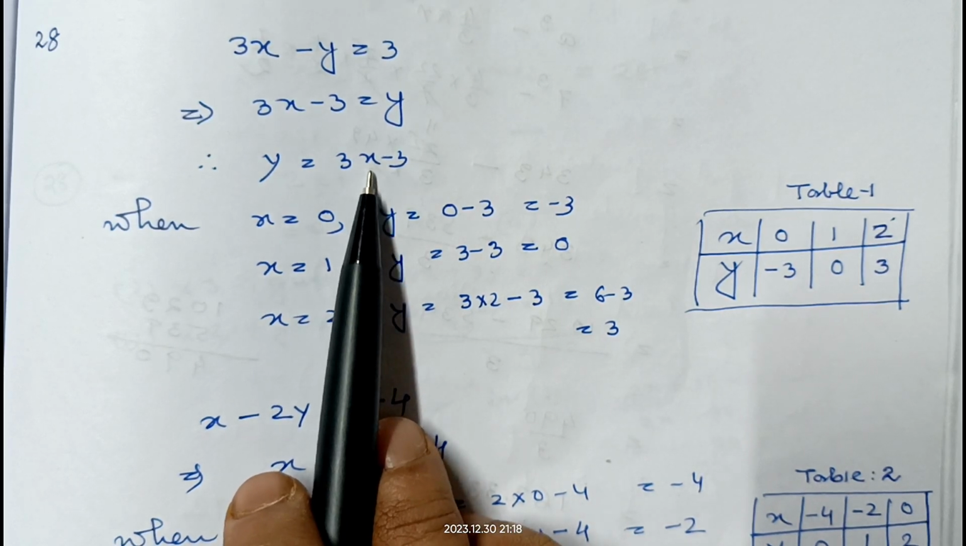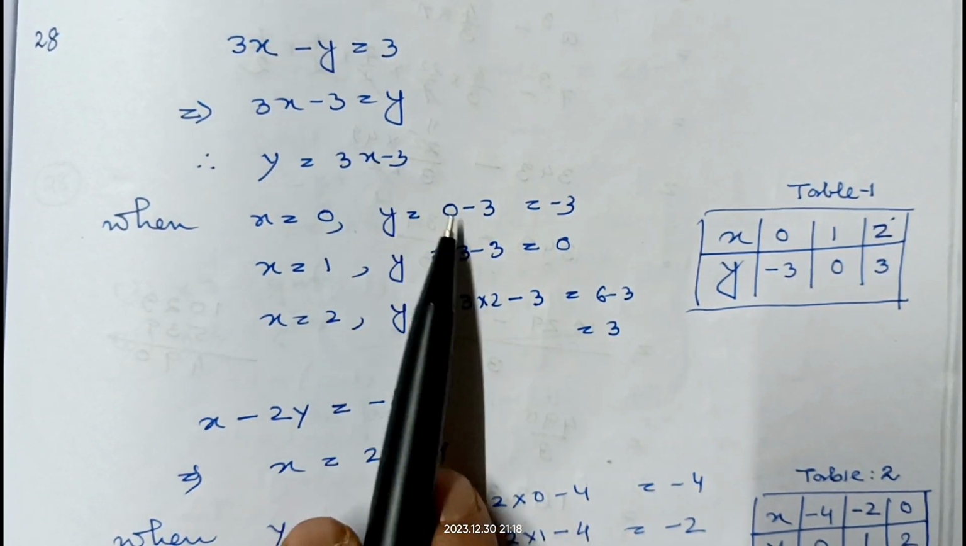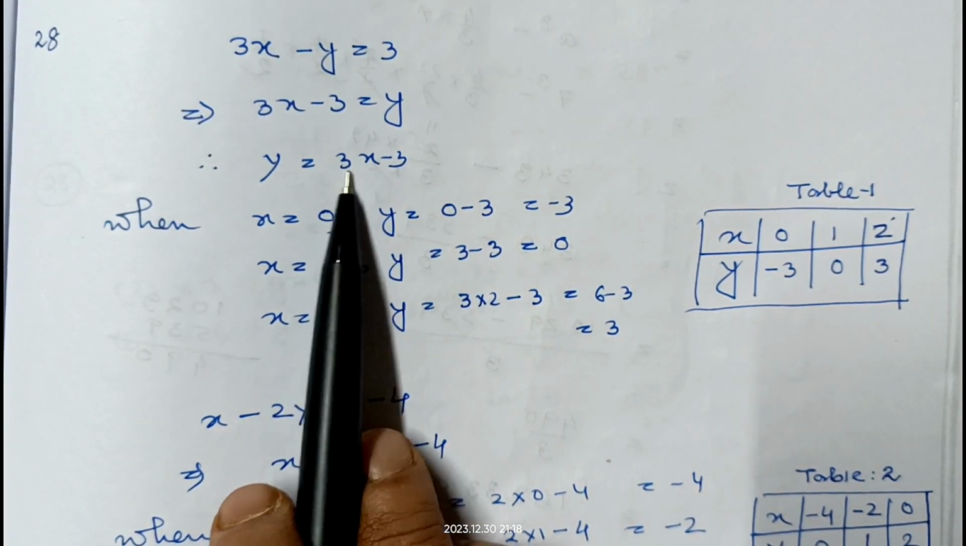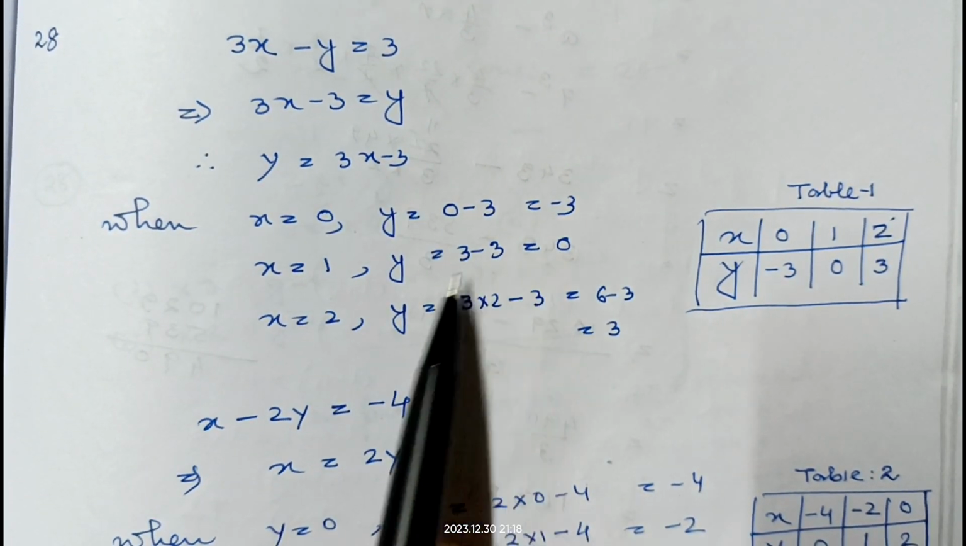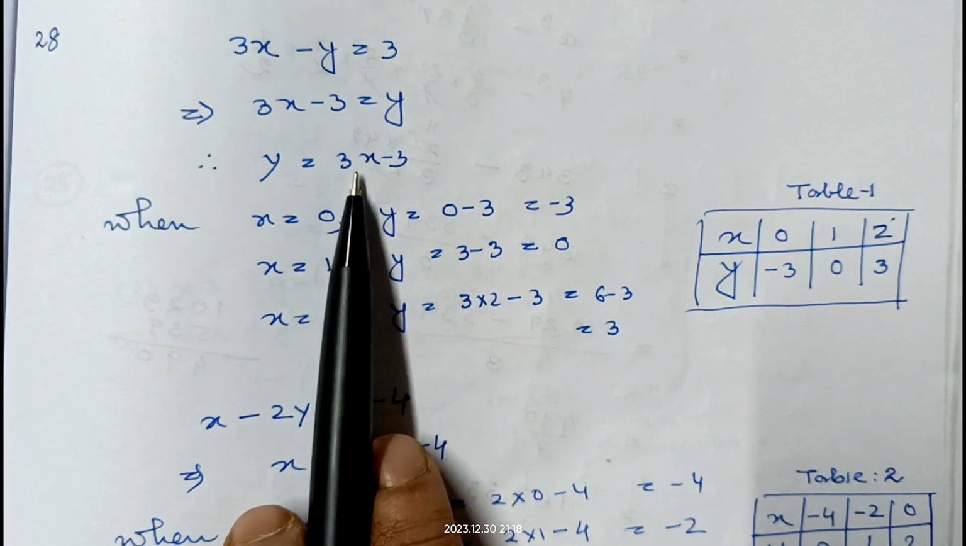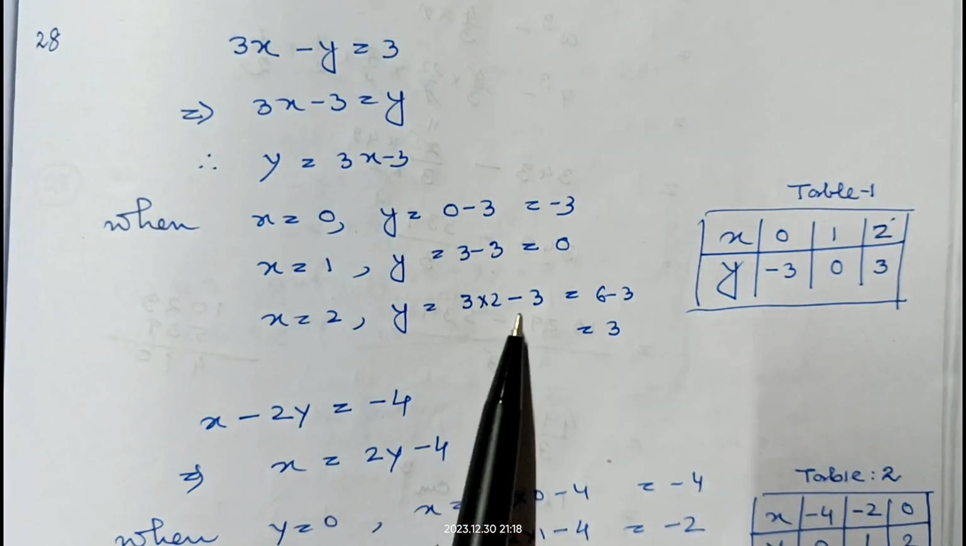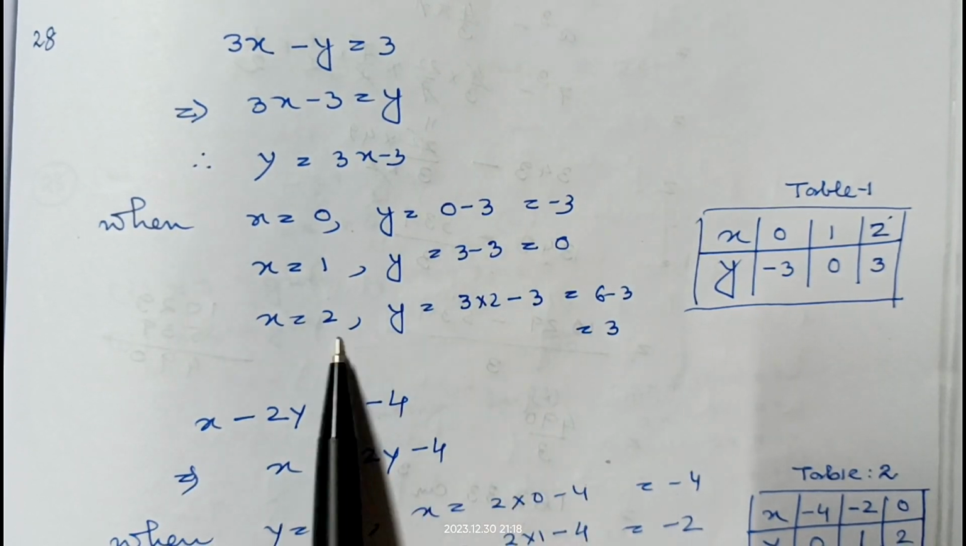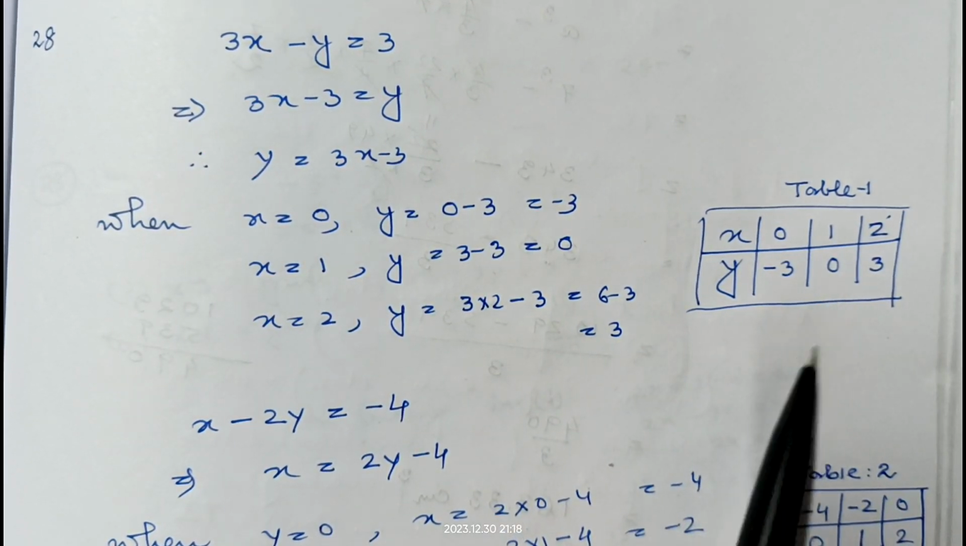Now if I take x equal to 0, it will be 3 into 0, 0, minus 3, minus 3. If I take x equal to 1, 3 1 is 3, minus 3, 0. If I take x equal to 2, 3 2 is 6, 6 minus 3, 3. So in this way 0, minus 3, 1, 0, 2, 3. We got these 3 points.